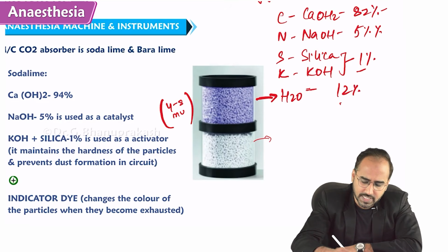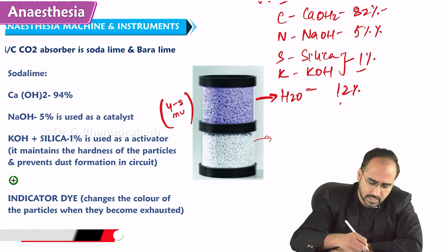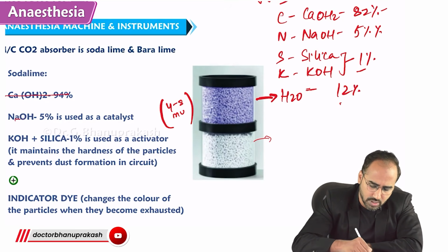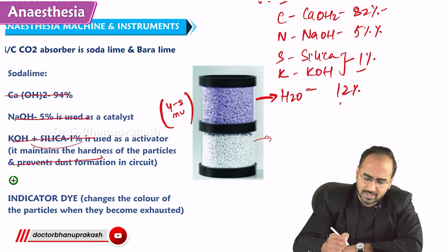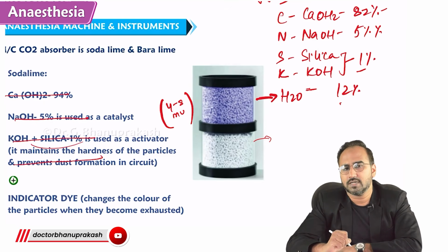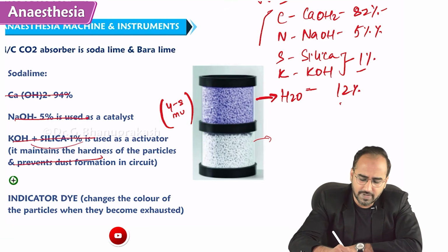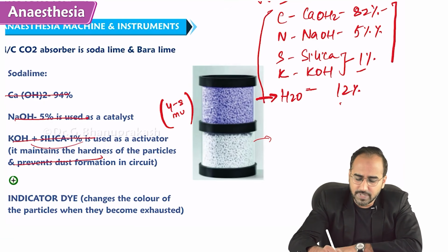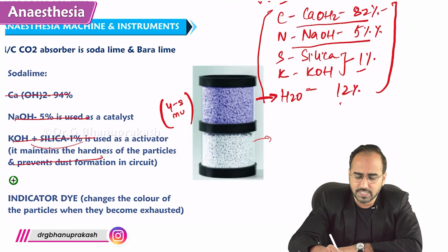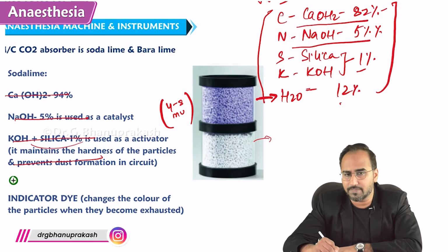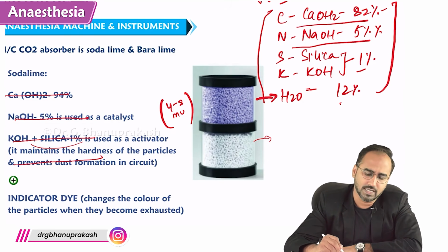This composition is very, very important, guys. You don't have to remember this was the old composition without water. This is the composition with water. With water, what is the composition that we need to remember? Soda lime is made up of 82% of calcium hydroxide, 5% sodium, 1% silica and potassium, and 12% it is made up of water.